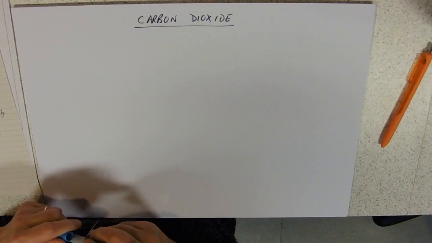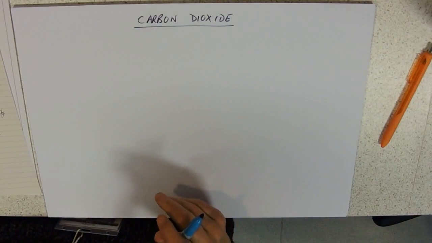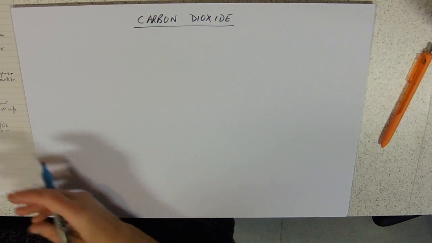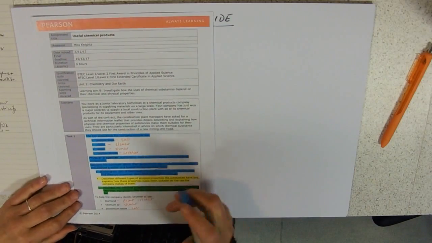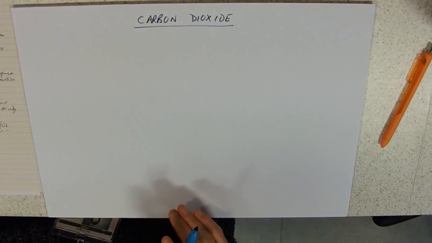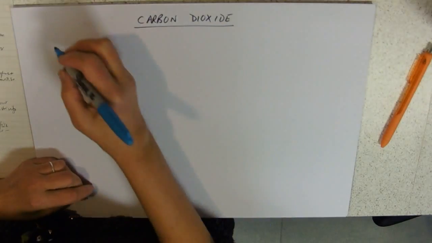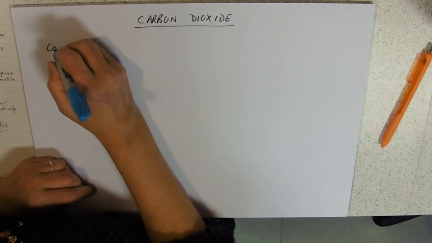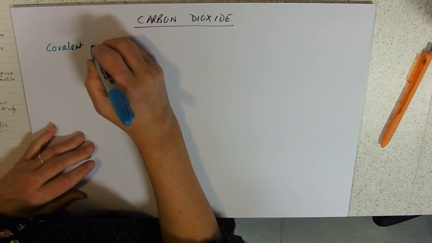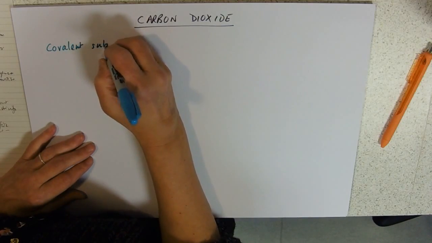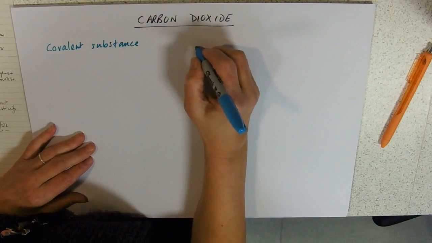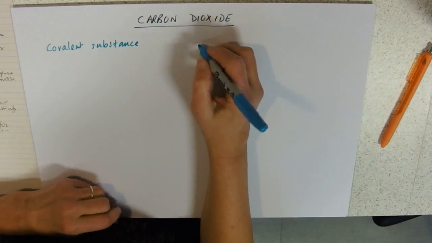Okay, so my last compound on my list of compounds, which I've now lost, just like you, is carbon dioxide. And I remember from doing Unit 2A that carbon dioxide is a covalent substance. I remember my dot and cross diagram of it.